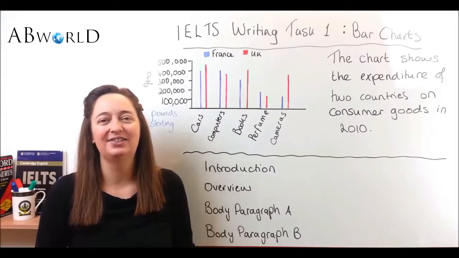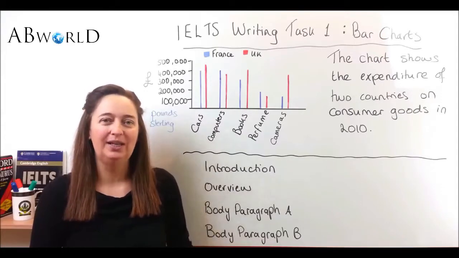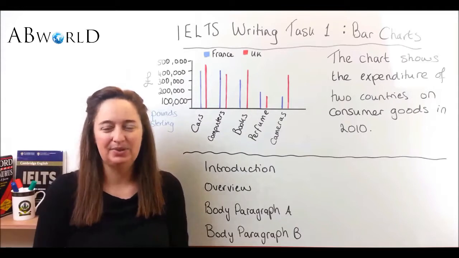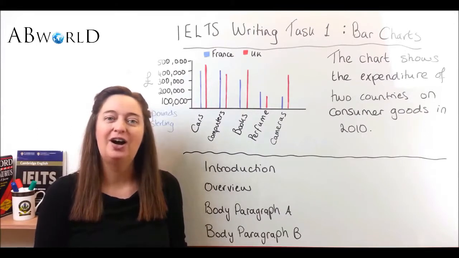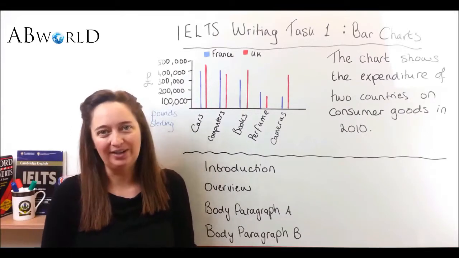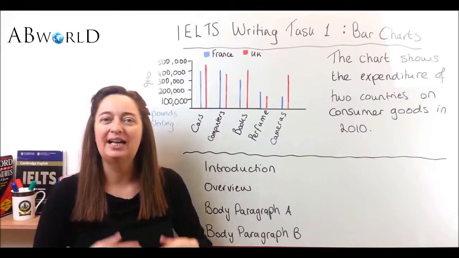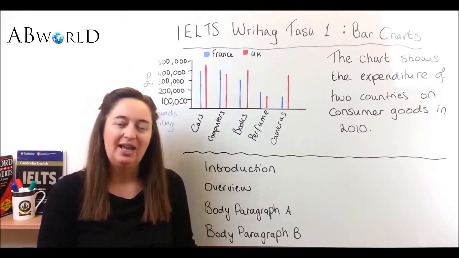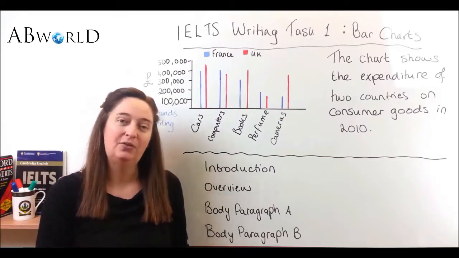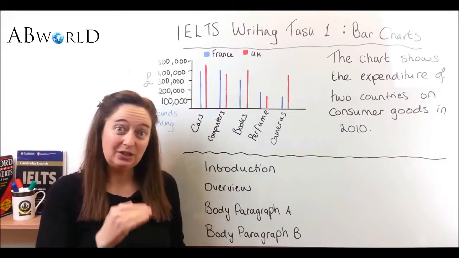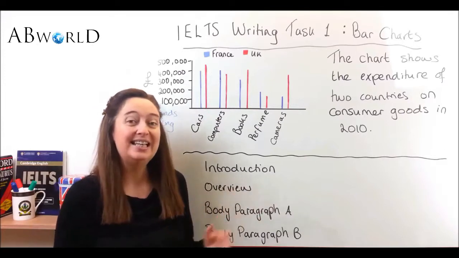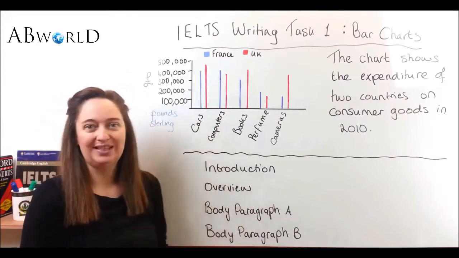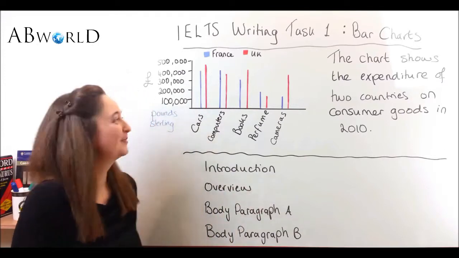And in this lesson I'm going to give you all the essential tips and techniques that you need to know to be successful with bar charts for IELTS Writing Task 1. We're going to look at each paragraph and I'm going to show you what information you need to put in each paragraph and how to write it. This is the bar chart we're going to use for this lesson, so let's have a look.